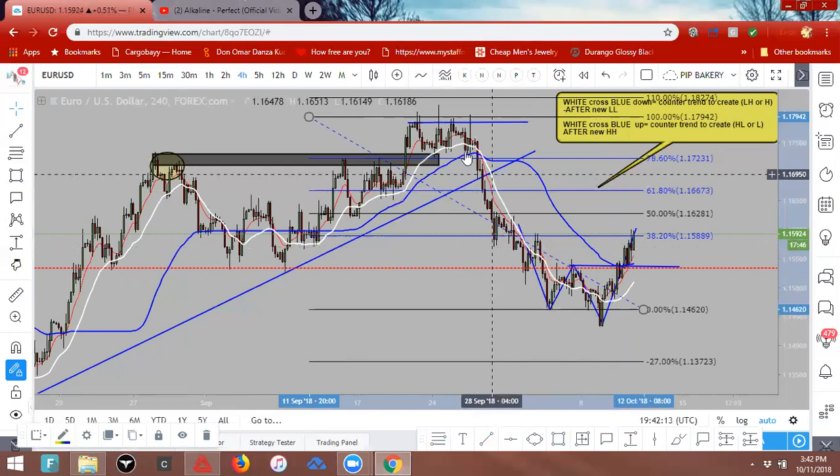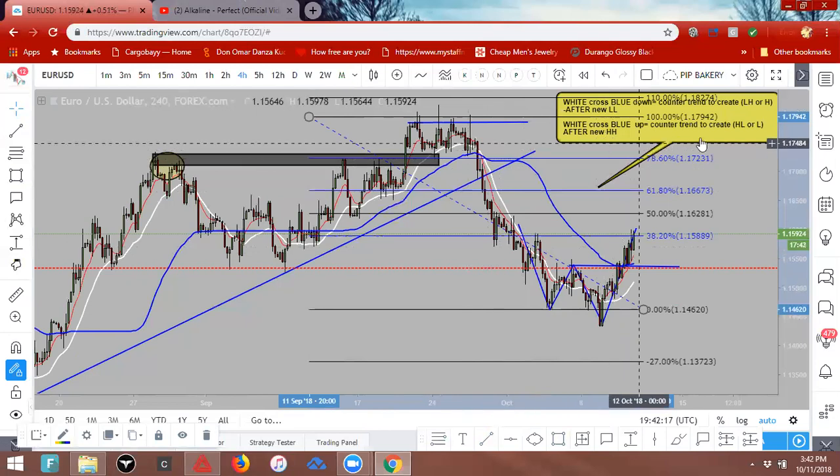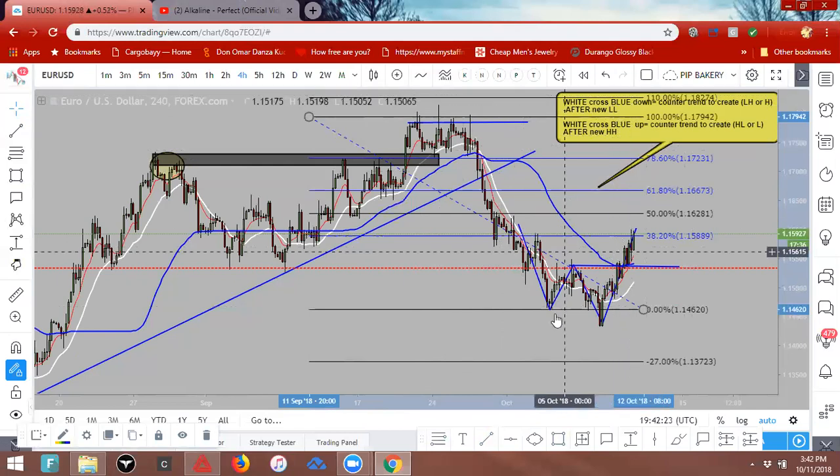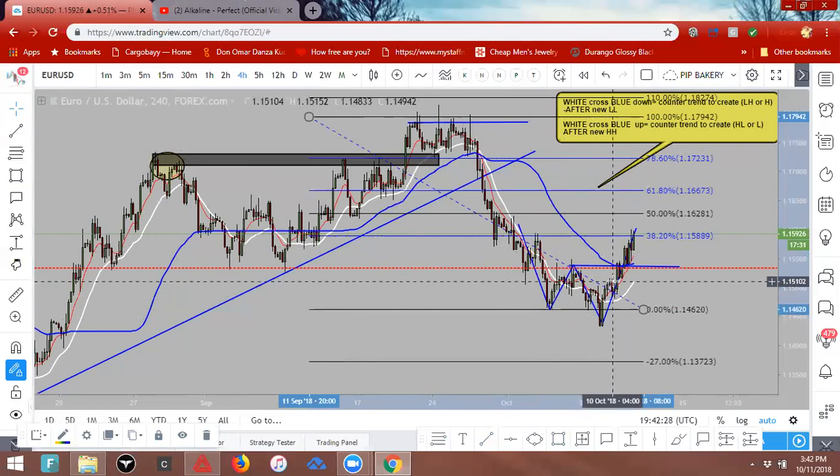But as you see, white cross blue down, counter trend to create a lower high or a high. I got my lower low, well, after price finds a new lower low. So I got my new lower low, lower high, low. I'm still waiting for my lower high to be done. So right now, at this very moment, my lower high is not done because it's still going up, as you see.